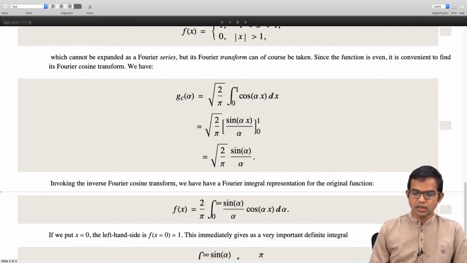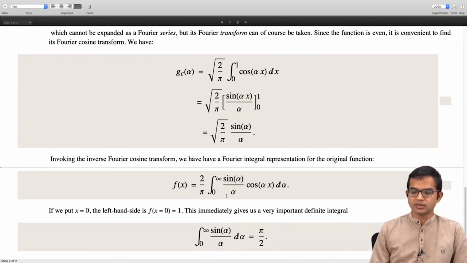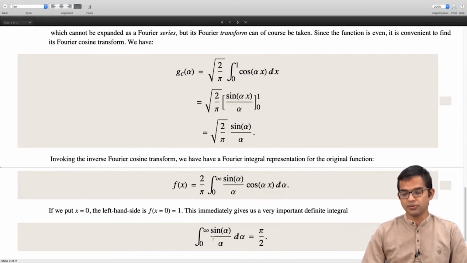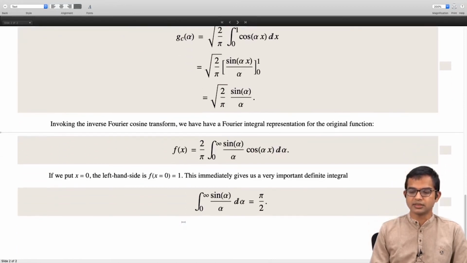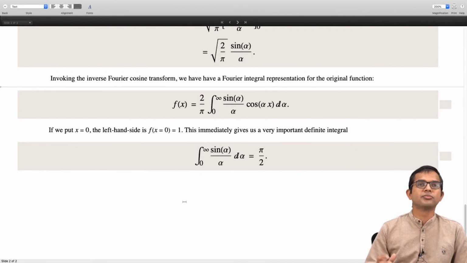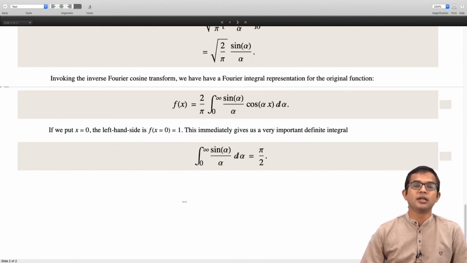So if we put f of 0 equal to 1 equal to 2 by pi integral 0 to infinity sine alpha by alpha d alpha, and then we bring this factor of pi by 2 to the left hand side, basically what we have managed to show is that the integral 0 to infinity sine alpha by alpha d alpha is equal to pi by 2. This is a very useful result. It can be proved in other ways, but we see the power of the Fourier transform. This example is an exercise in illustrating how Fourier transforms also can do magic tricks for us.